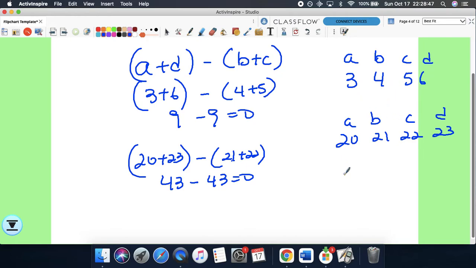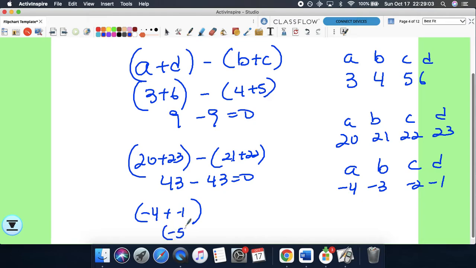What if we played with negative numbers? A, B, C, D, consecutive. Negative 4, negative 3, negative 2, negative 1. Let's see if that works. So A and D, it's negative 4 plus negative 1. That gives us negative 5. Minus, and then here would be the sum of B and C, negative 3 plus negative 2. Let's put that minus sign. Negative 3 plus negative 2 is negative 5.